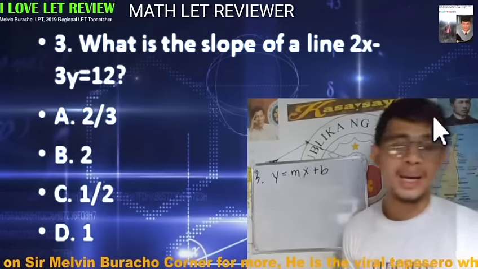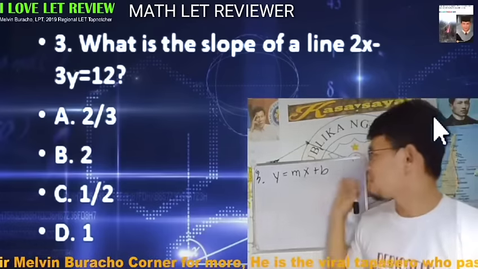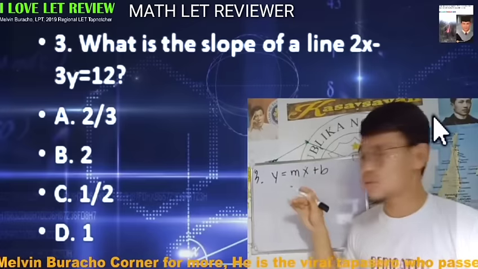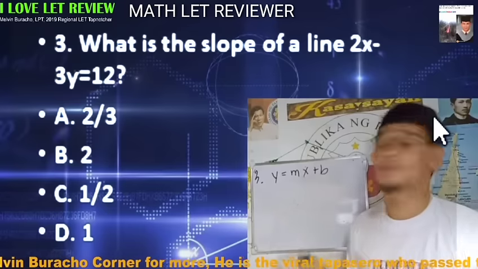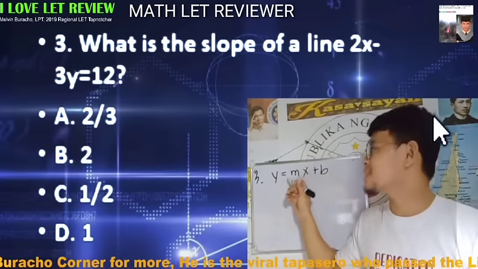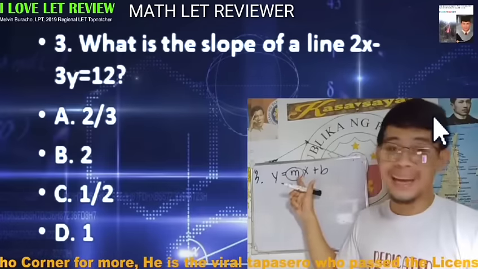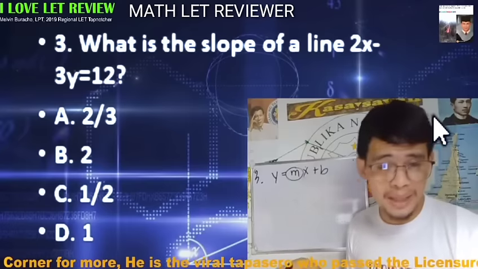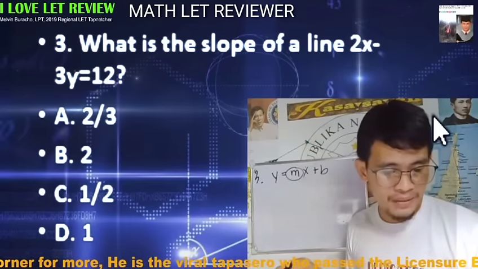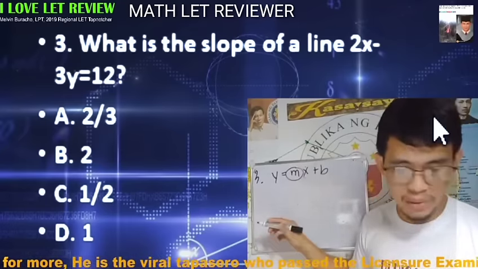Tama po ba? Okay, so again, anong hinahanap? Slope. So, from this given equation, which is the slope? Is it the b? No. Is it the m? Yes, okay. So, this is the slope. Ito yung hahanapin natin, okay? So, now, what is the given? The given here is 2x minus 3y equals 12.